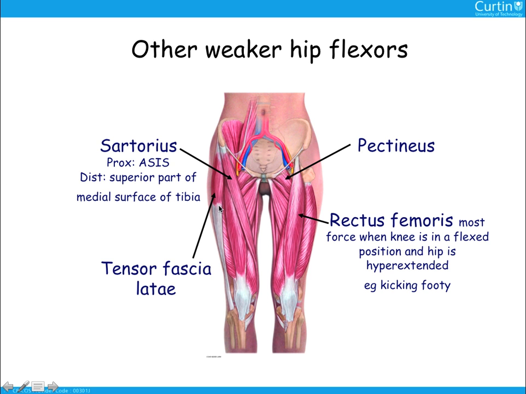Tensor fasciae lata. It's really a weak abductor, and it tenses, as the name would suggest, the fascia lata. Rectus femoris is going to be one of the four quadriceps. What does it do? Well, it flexes the hip weakly and it extends the knee. So you can imagine if you're kicking a footy, for example, you're flexing the hip and extending the knee and using a lot of rectus femoris strength. That goes from the AIIS proximally to the tibial tuberosity distally. Now, all of these, except for the tensor fasciae lata, are innervated by the femoral nerve. Tensor fasciae lata is innervated by the superior gluteal nerve.